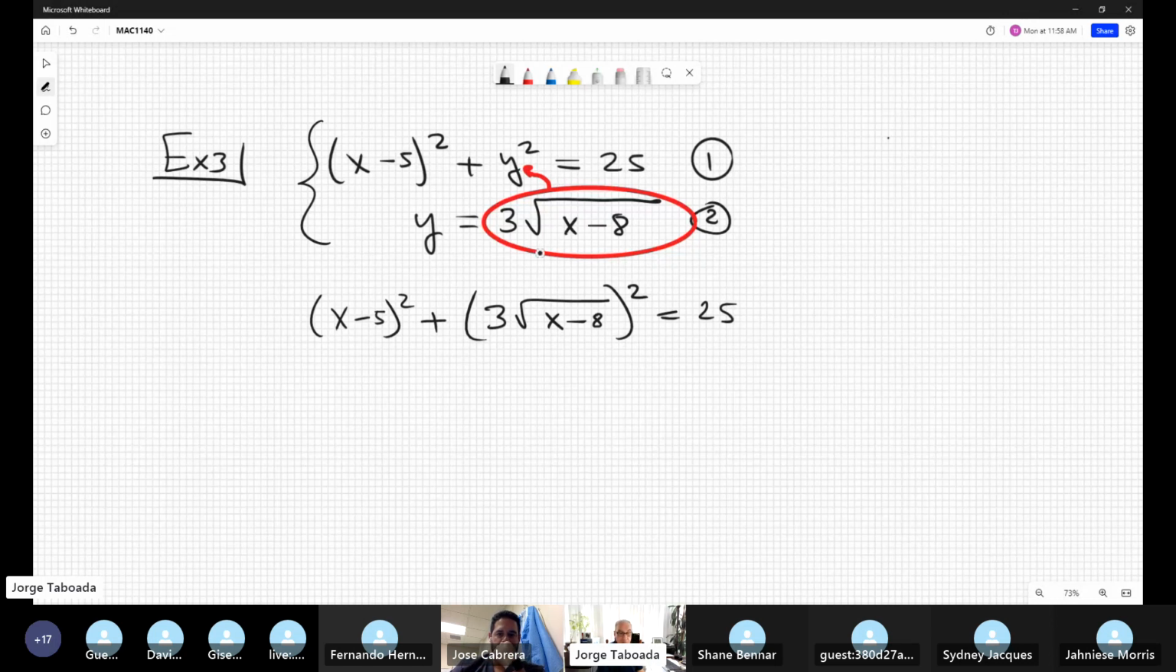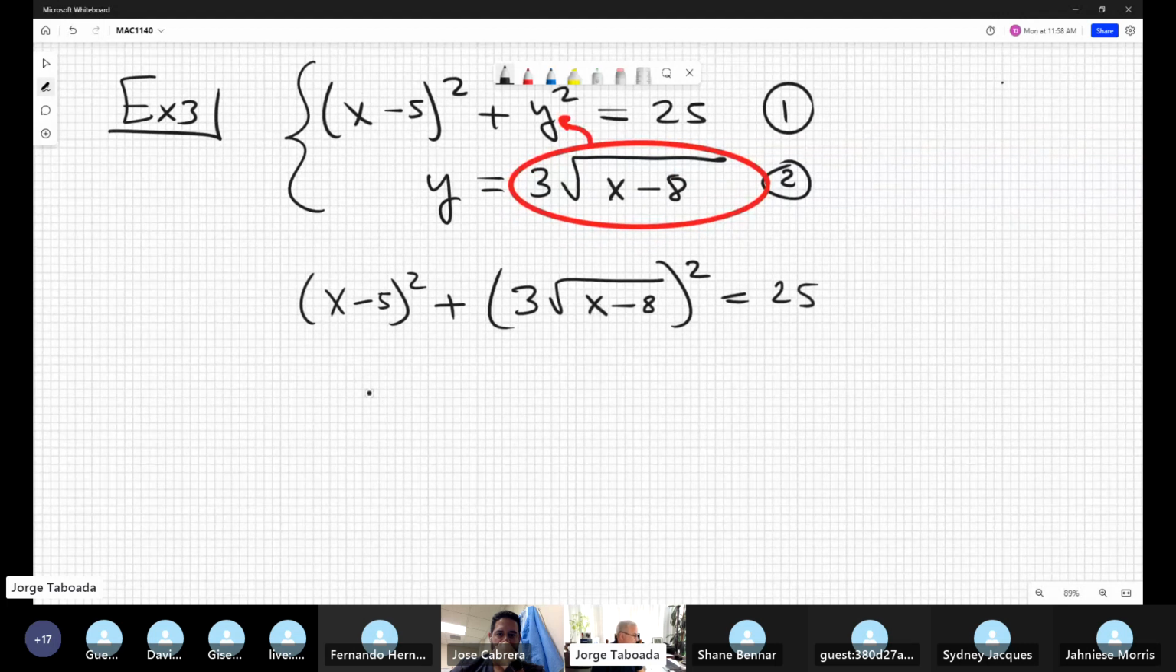Okay, Giselle. So now, as always happens, you expand that binomial. It's x squared, so square the first, minus, because it's a minus sign, 2 times 5x. Yeah, it's 10x. Plus, the second sign is always plus, 25, 5 squared. But in the other part, be careful, this is complicated. 3 squared is 9, parentheses. And when you square, the square root and the square power undo each other, so they cancel out and stay x minus 8.